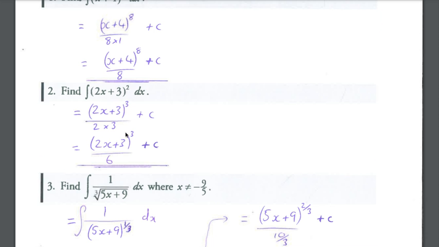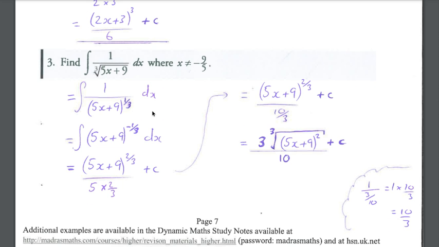Now let's differentiate that. So that'll be 3 bracket squared multiplied by the derivative of the bracket, which is 2. So 3 2s are 6. Divided by this 6 is 1. That would get us back to 2x plus 3 all squared.